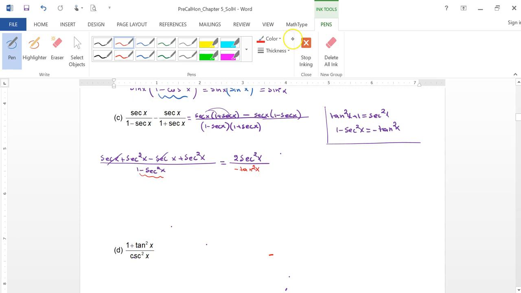And now, we're going to change everything in terms of sine and cosine. So on the top, I have 2 over cosine squared x over negative sine squared x cosine squared x. Cosine squared x's go away. You have negative 2 over sine squared, which is negative 2 cosecant squared x. So this is the final answer.